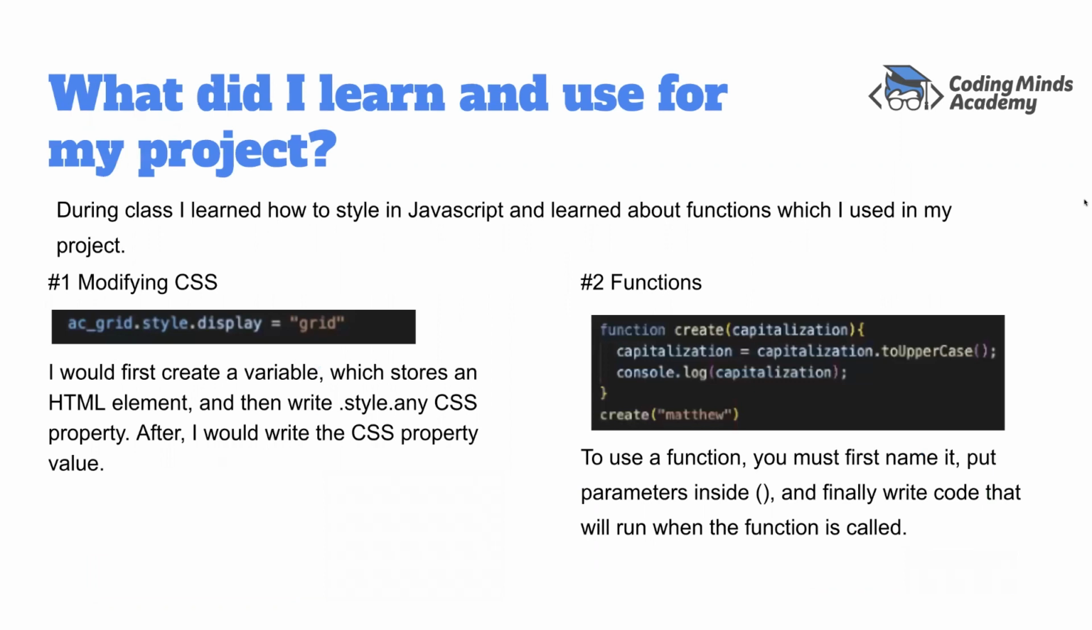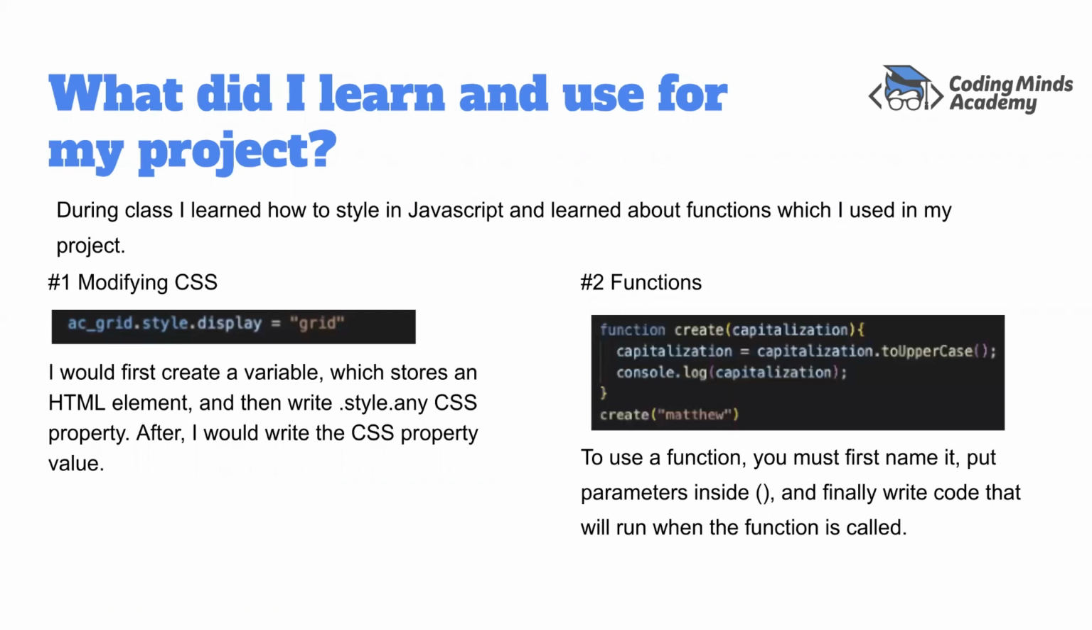During class, I learned how to style in JavaScript and learned about functions, which I used in my project. So my first code is modified CSS. I would first create a variable which stores an HTML element and then write .style.any CSS property. After, I would write the CSS property value.